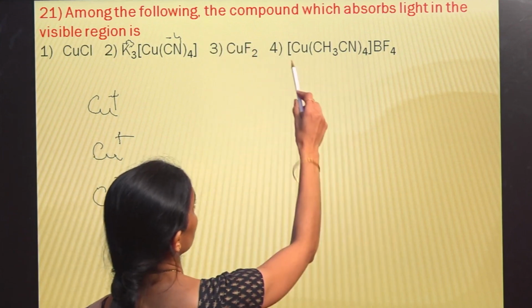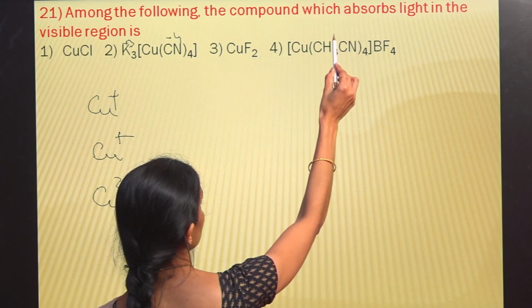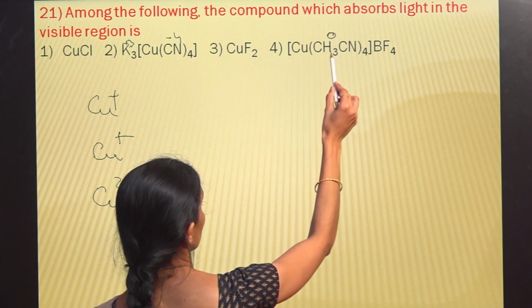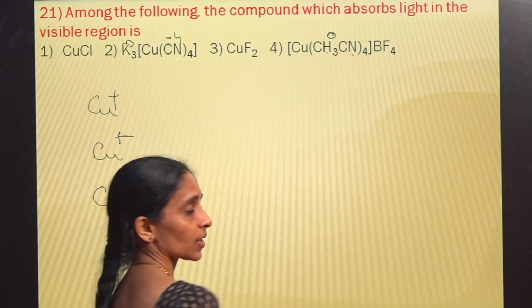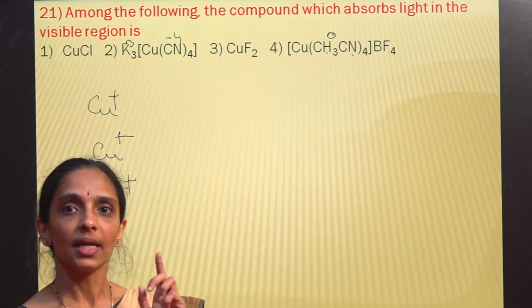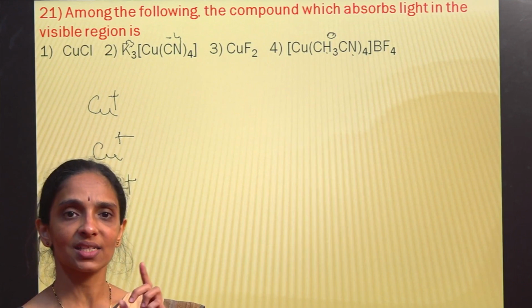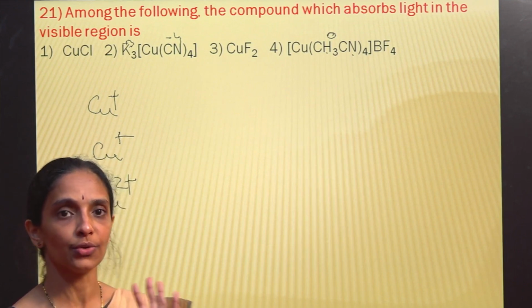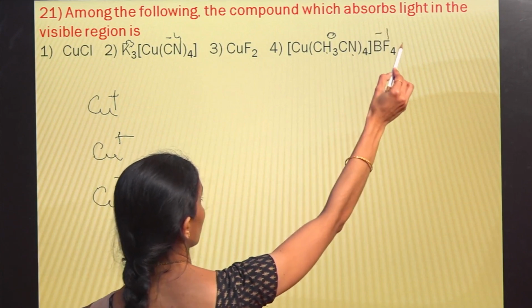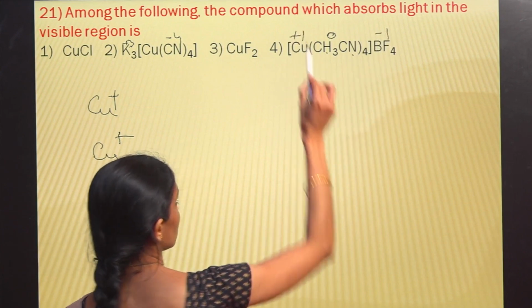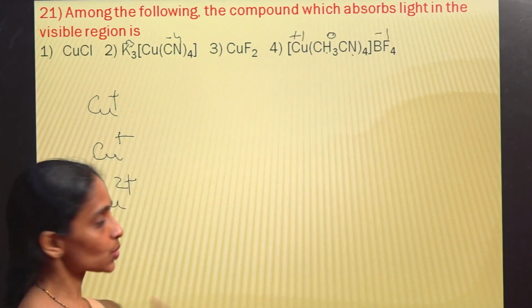And in this particular compound, see, this is a neutral ligand. This is nothing but ethane nitrile, CH3CN, ethane nitrile or methyl cyanide. It's a neutral molecule, neutral ligand. So there is no charge. BF4 has -1 charge. So copper should have +1 charge.